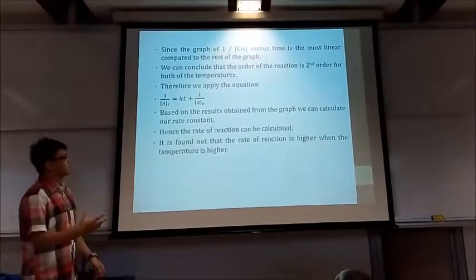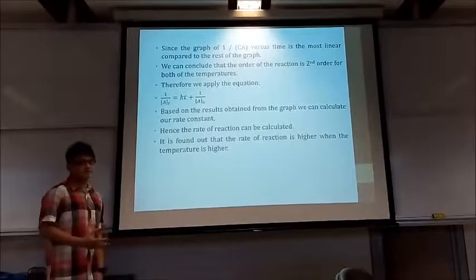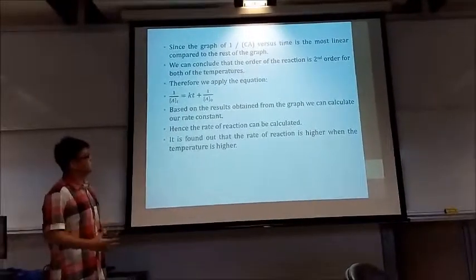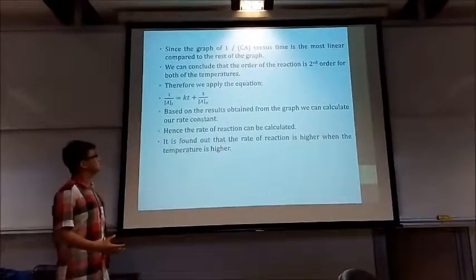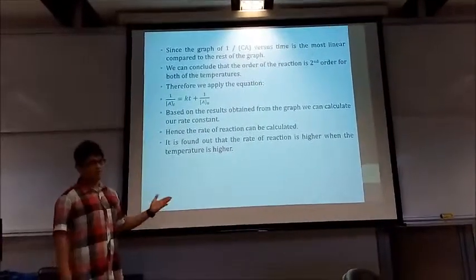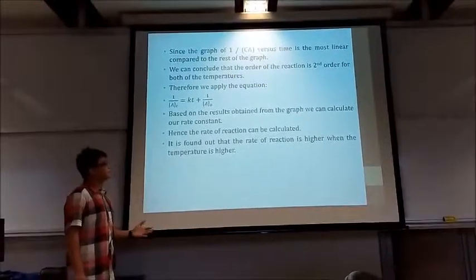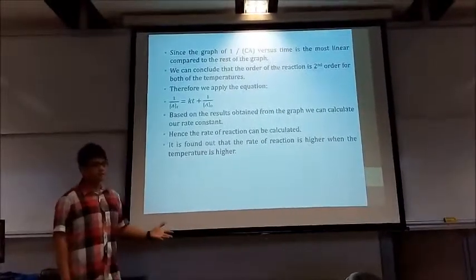Since we obtained the most linear graph at 1/Ca versus time, we can conclude it is second order. Therefore, we apply the equation just like what we did for our calculation part, and based on the result we obtained from the graph, we can calculate our rate constant K.